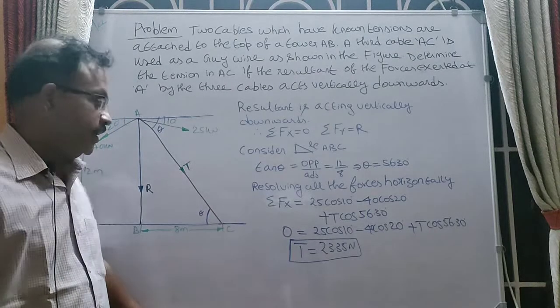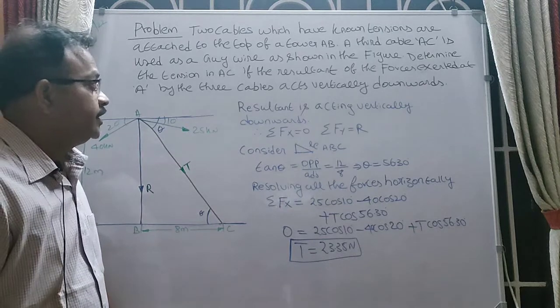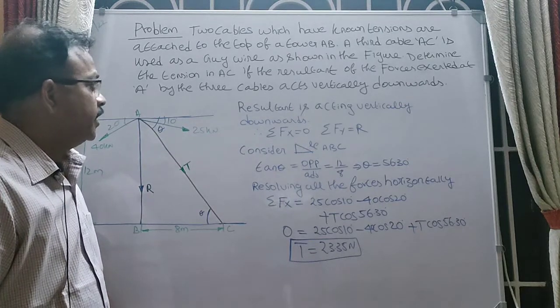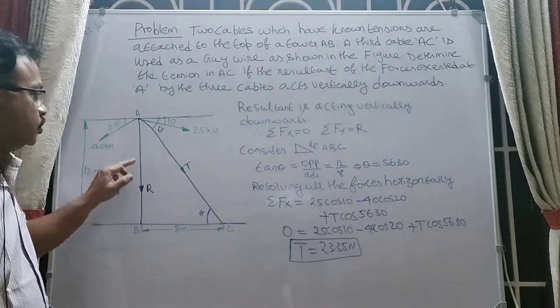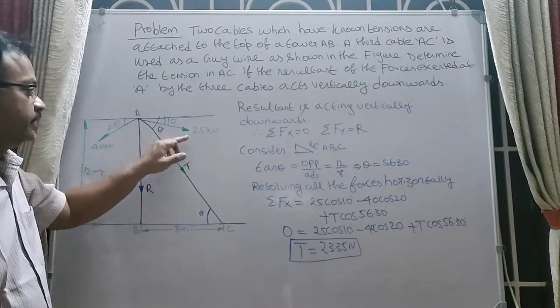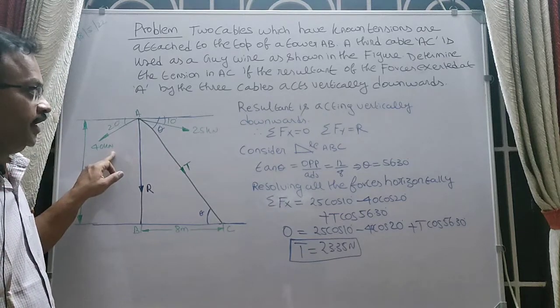Now we will go to a practical problem. I will read the problem. Two cables which have known tensions are attached to the top of a tower AB. So this is a tower AB. On the top of the tower, two cables having tensions 25 kN and 40 kN are attached.